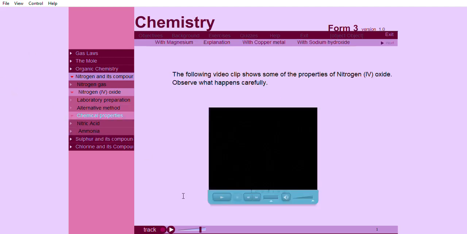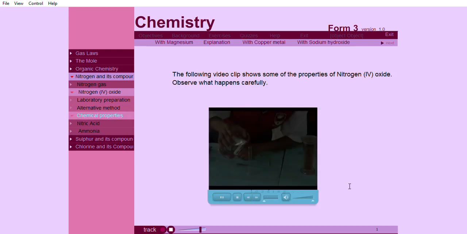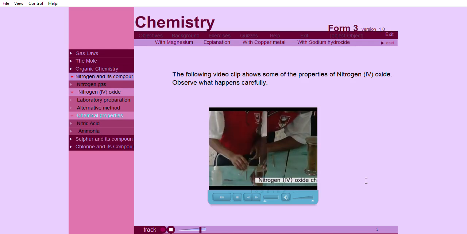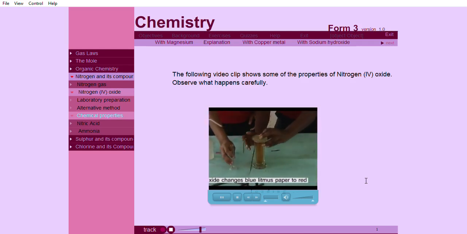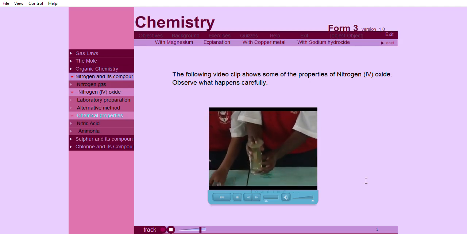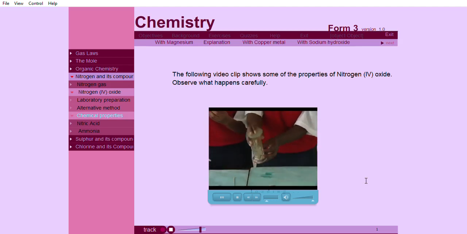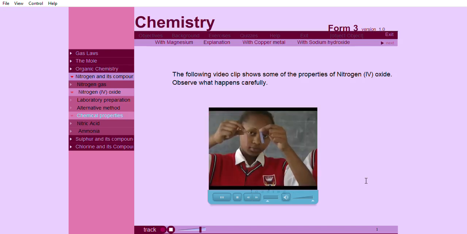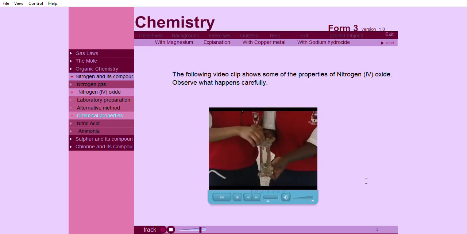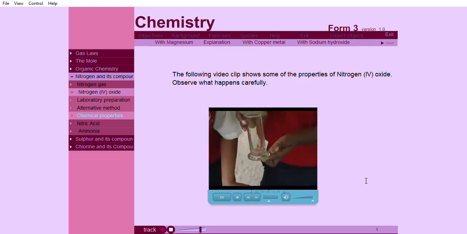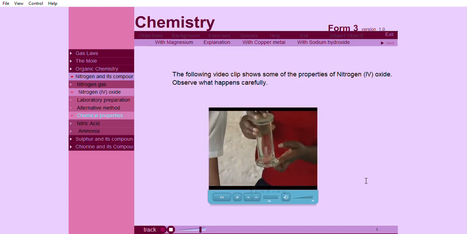The following video clip shows some of the properties of nitrogen (IV) oxide. Observe what happens carefully. Add 10 cubic centimeters of water into a gas jar containing nitrogen (IV) oxide gas. Shake well and place blue and red litmus paper. Note what happens.